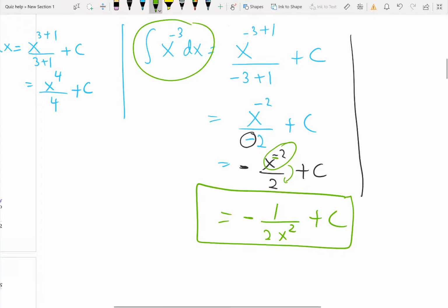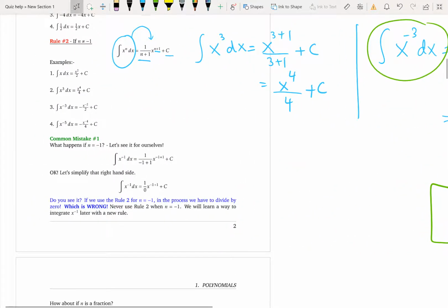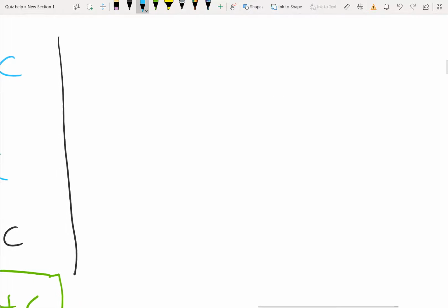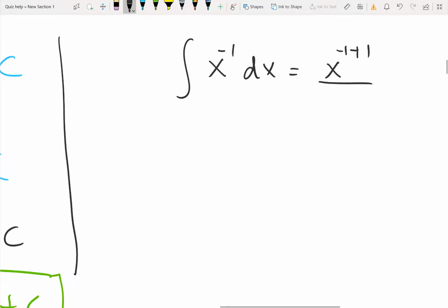Okay, right. Now what is the common mistake that you make often? Well, this rule is not valid when the power is negative 1. As you can see, I have stated that n cannot be equal to negative 1. Now what does that mean? Why is that? Well, let's see it for ourselves. Let's try to use the rule. Let's try to break the rule. I'm going to use the rule: x to the minus 1 plus 1 divided by minus 1 plus 1, plus c. Don't forget the c.